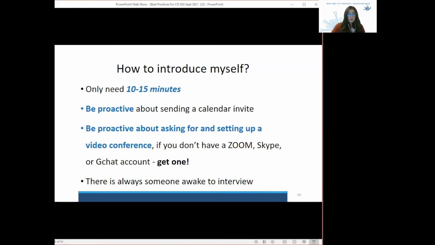Also, be proactive about sending calendar invites. This way they'll be able to accept the invite and they'll have it on their calendar. If you don't have something like Zoom, Skype, or Google Hangouts, create an account and send them a calendar invite. Lastly, remember, there is always someone to interview. Consider different time zones that might be at play. And if you are working with different time zones, make sure you plan accordingly so that you don't miss an opportunity to interview.